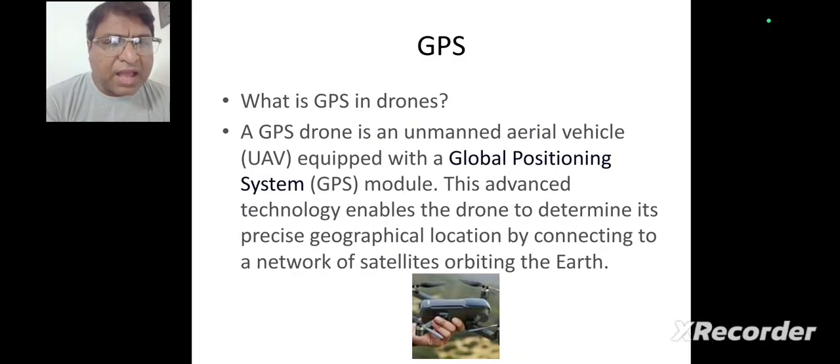Now we'll discuss the GPS. A GPS drone is an unmanned aerial vehicle equipped with a global positioning system, that is, a GPS module. This advanced technology enables the drone to determine its precise geographical location by connecting to a network of satellites orbiting the Earth.